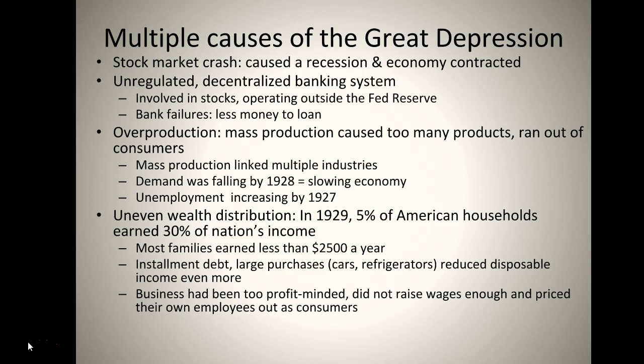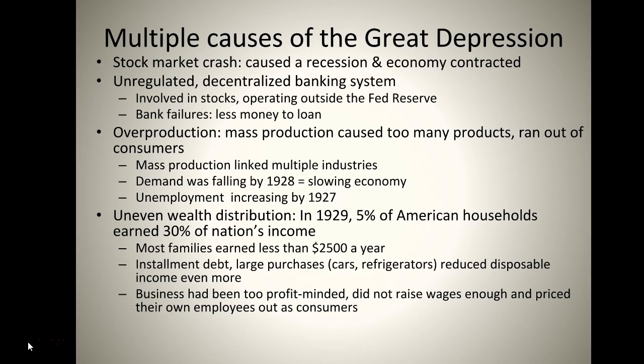Multiple causes of the Great Depression. The stock market crash triggers a recession and an economic contraction. An unregulated, decentralized banking system. Thanks, Andrew Jackson. Even though we had a Federal Reserve that had been put in place in 1916, it's brand new, and they're just figuring out what it is they're supposed to be doing. Plus, they had a lot of conservative leadership, and they're not sure what to do. They overreact to the stock market crash, and they actually raise interest rates, which contracts the economy even more.